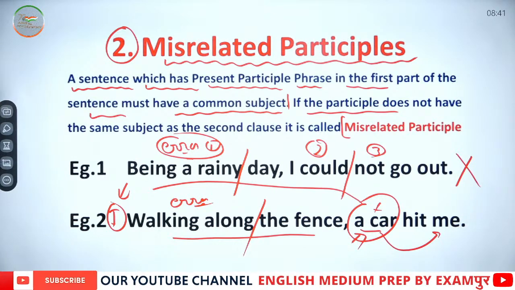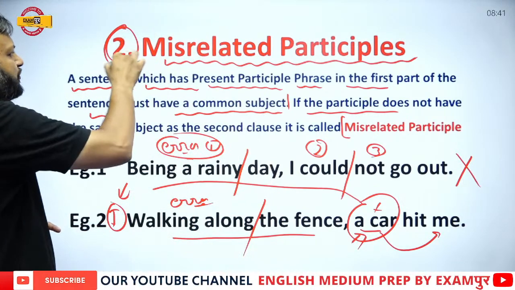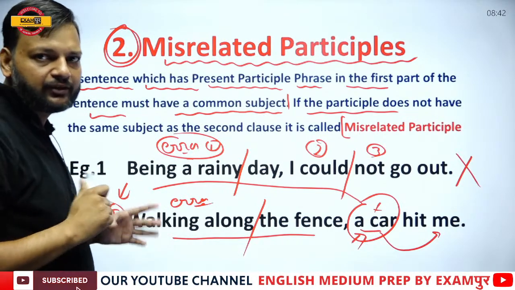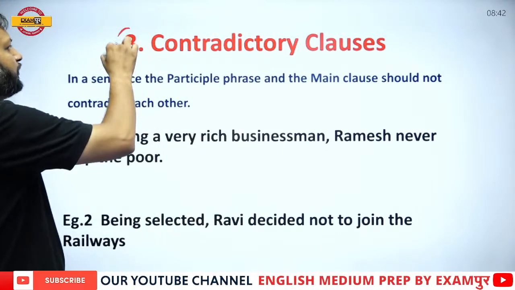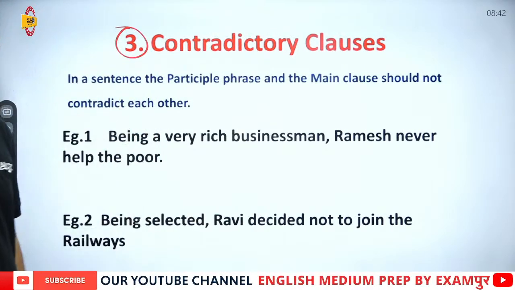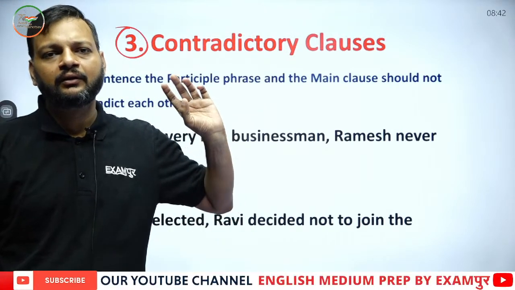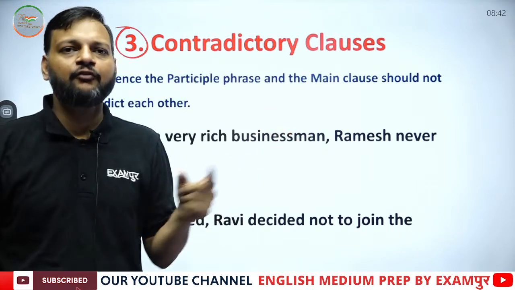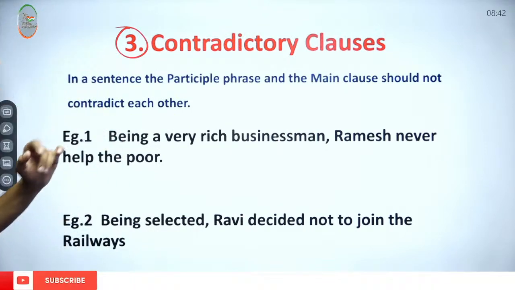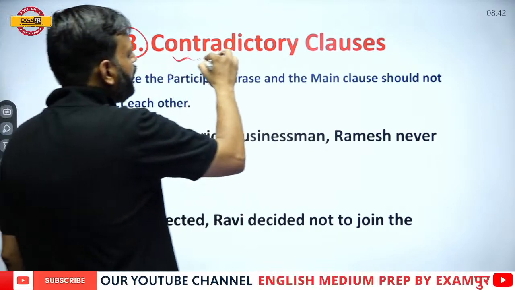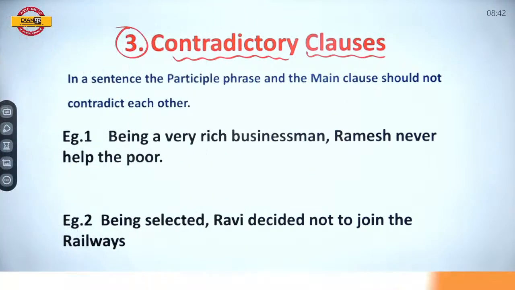Okay. So this was the misrelated participle. This was the second type of question that is asked based on participle. Now, the third type of question. As I told you, there are three types of questions asked from this topic, participle. First was use of appropriate participle, second misrelated participle, and the third one is contradictory clauses. What are contradictory clauses?